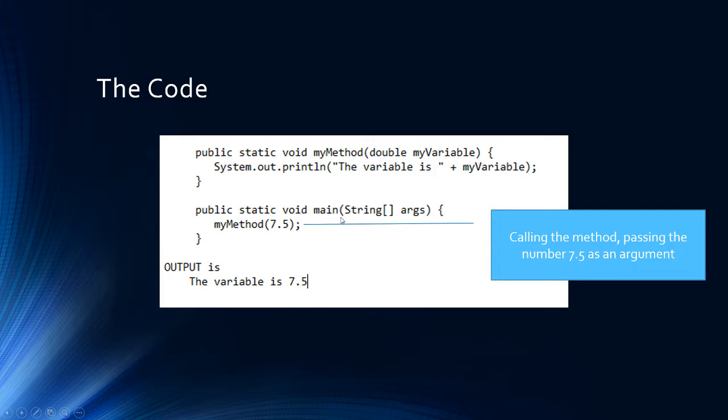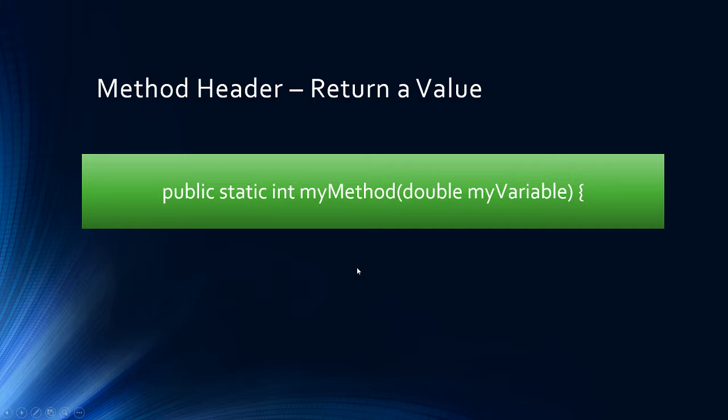In this example, our main method calls our my method method. You see that connection? It's calling it. And when it calls it, it places the data that it wants to pass to it within the parentheses. So the parentheses match up with the variable declarations in the method header. So my 7.5 becomes the value of this double variable, my variable. So when I issue the print line statement, my output is, the variable is 7.5. So we have all those things connecting with each other.